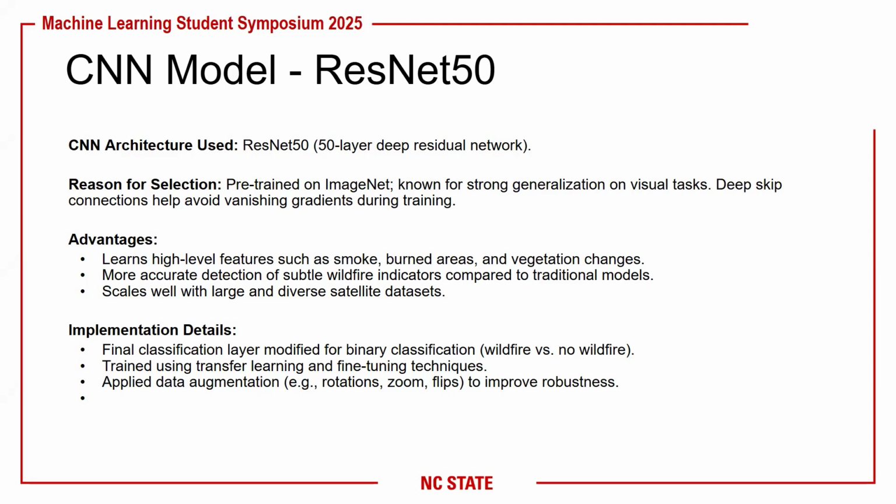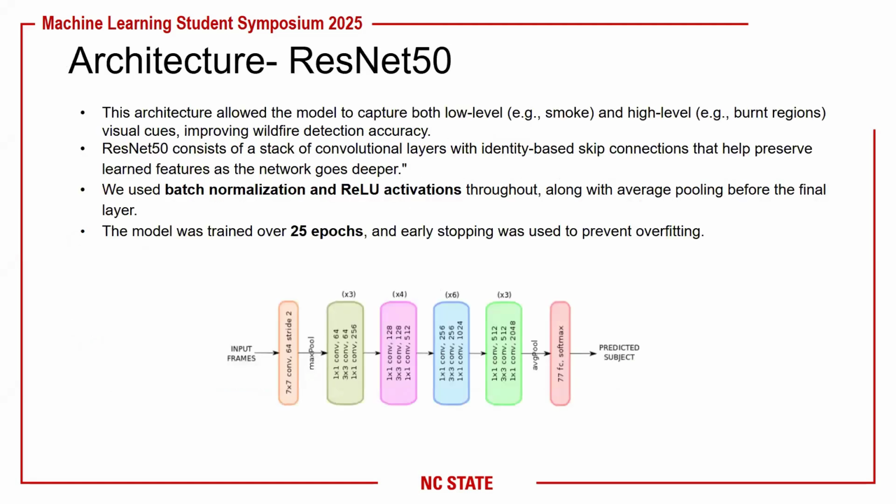Coming to our implementation details, we changed the final classifier for binary classification, which is wildfire versus no wildfire. We trained it using transfer learning and fine-tuning techniques. We also applied data augmentation techniques to improve the robustness of the model. Coming to the architecture of ResNet, it has 50 layers, and this architecture allowed the model to capture both low-level and high-level visual cues, improving the wildfire detection accuracy.